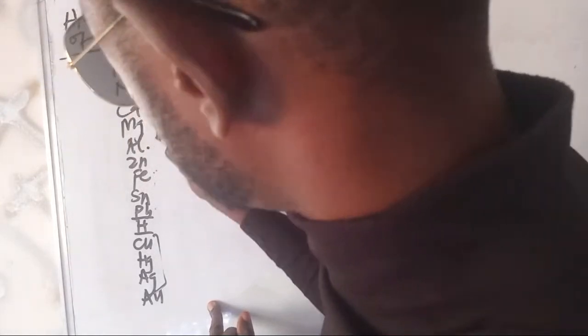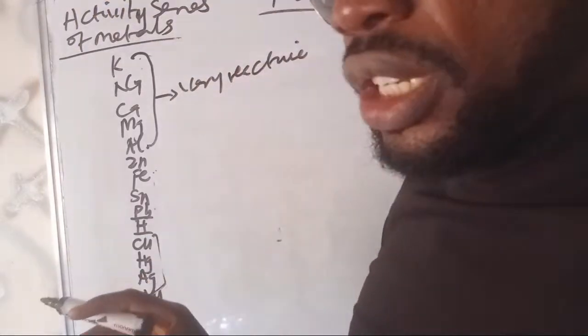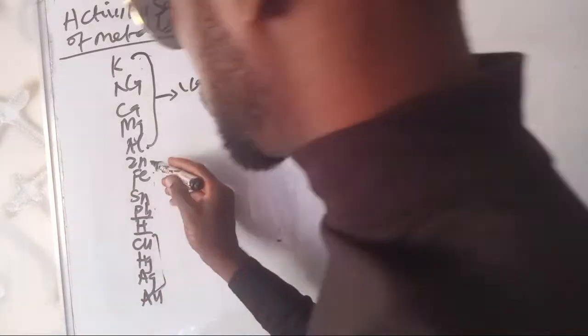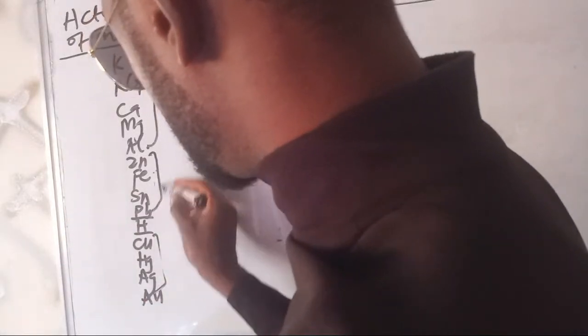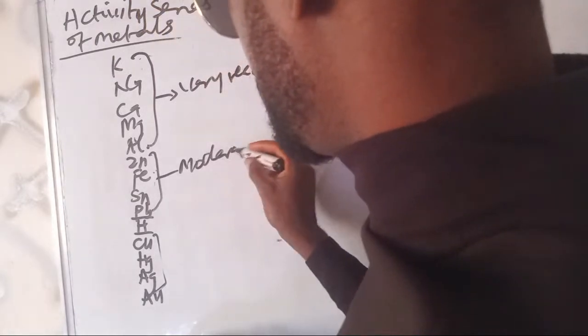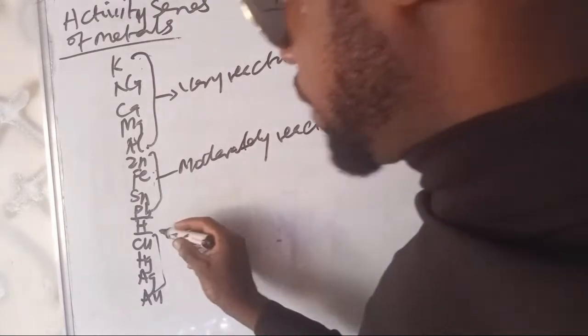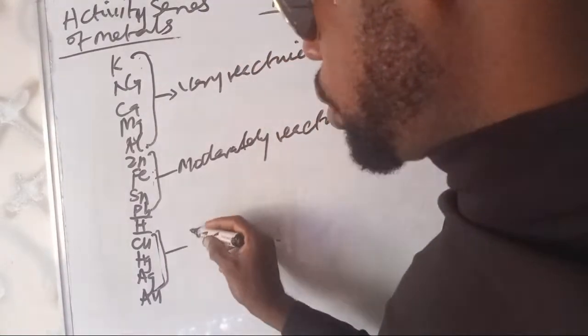And that will make me divide these metals here into three. We have the first 1, 2, 3, 4, 5. Starting from potassium to aluminium, we regard them as very reactive. I'm discussing the occurrence of metals, of course. Then from zinc down to lead are moderately reactive. And then these ones are the least reactive.